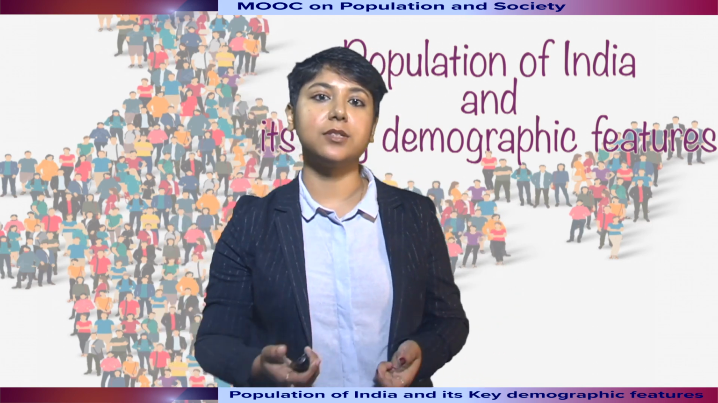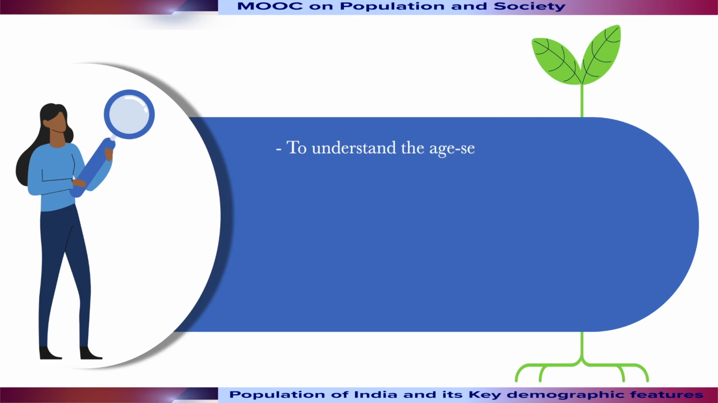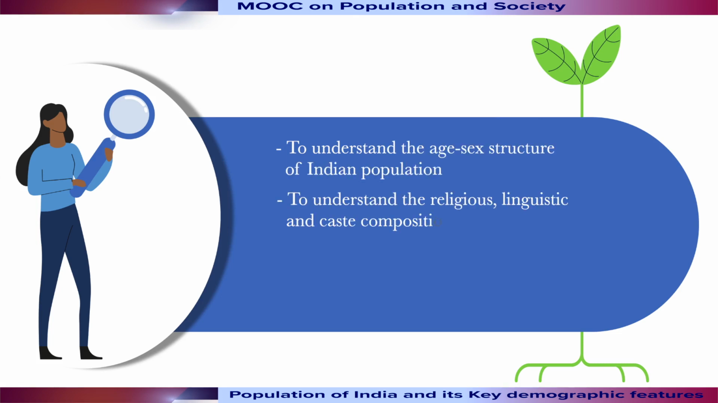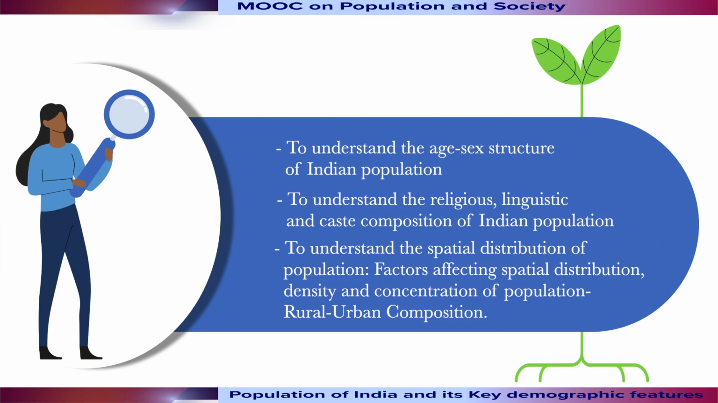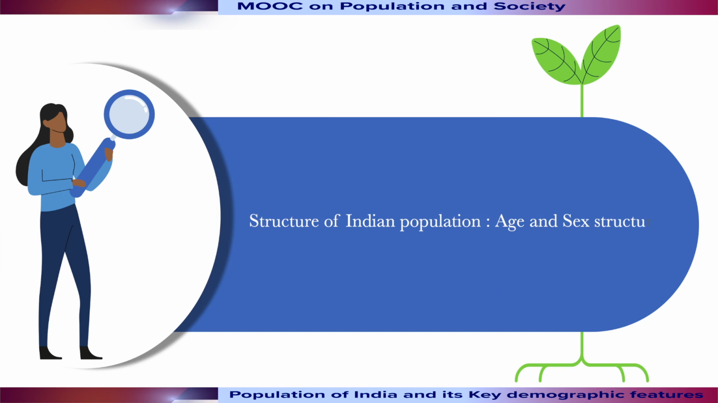The objectives of this module are to understand the age and sex structure of Indian population, to understand the religious, linguistic and caste composition of Indian population. Lastly, we'll be talking about the spatial distribution of population, that is the factors that affect spatial distribution, density and concentration of population in rural and urban areas. To begin with, we begin with the first section, which is on structure of Indian population.